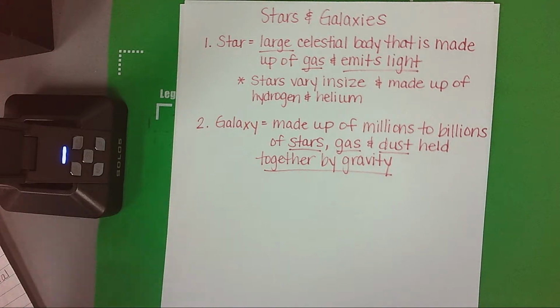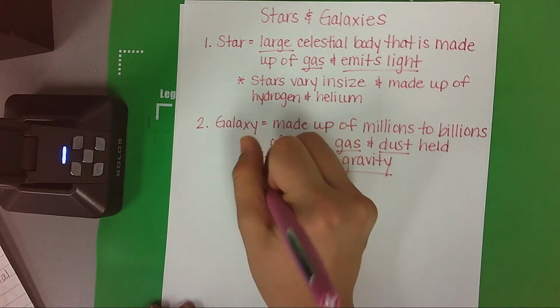Now, a star has to emit light. So if it emits light, then you're going to look at, all right, is it made up of gas? What's its size? So you're kind of going to be looking at those things.